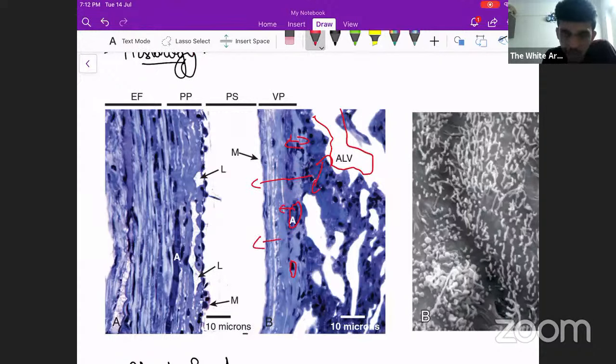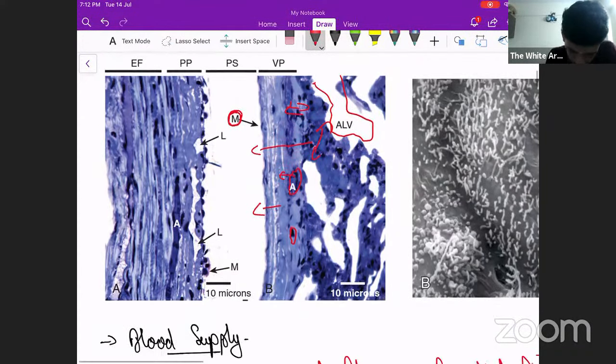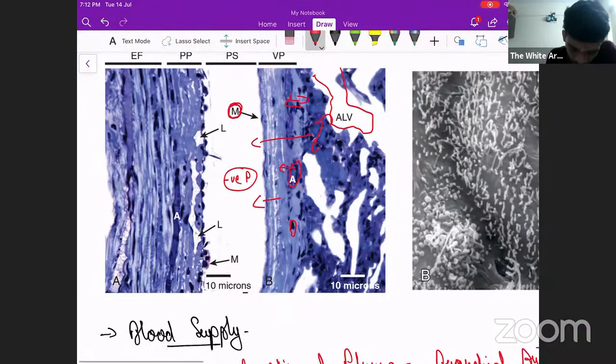How? What is the visceral pleura lined by? It's lined by mesothelial cells, and the space between these mesothelial cells allows the pleural fluid to drain. Once it comes into the pleural space, why does it drain out? Because of the negative pressure, as already discussed.